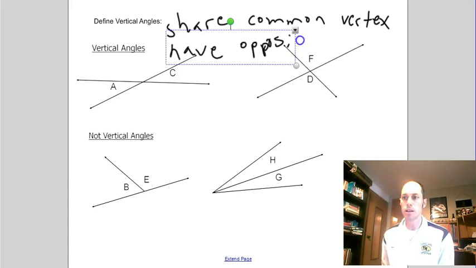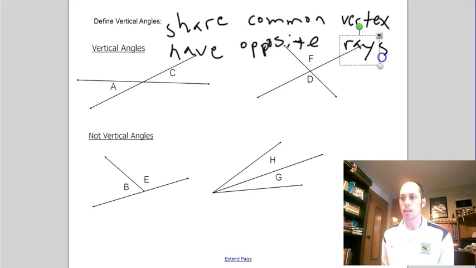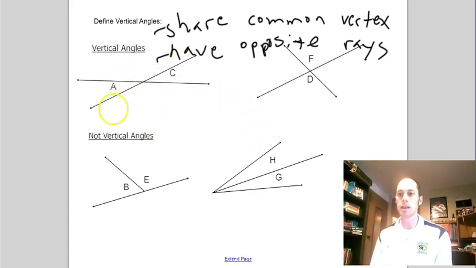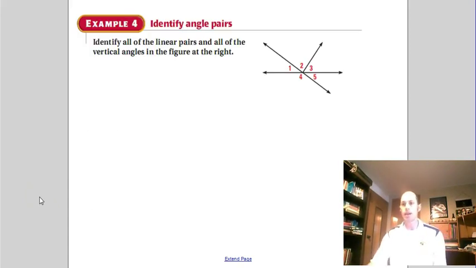Okay, and that's what makes them unique, is they have two sets of opposite rays. Okay, so not only do they share that common vertex, but they have two sets of opposite rays in their angles. Okay, some people like to think of them as angles that are opposite of each other, but we want to make sure that they have the opposite rays. They're not just across from each other. Okay, let's move on.